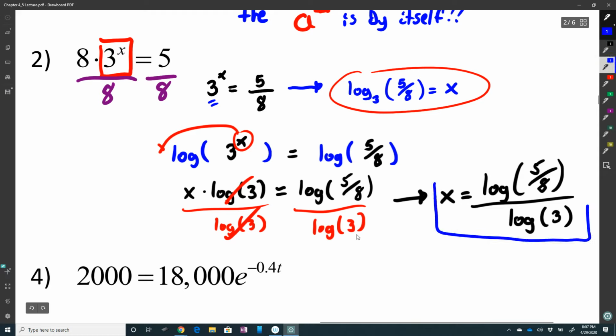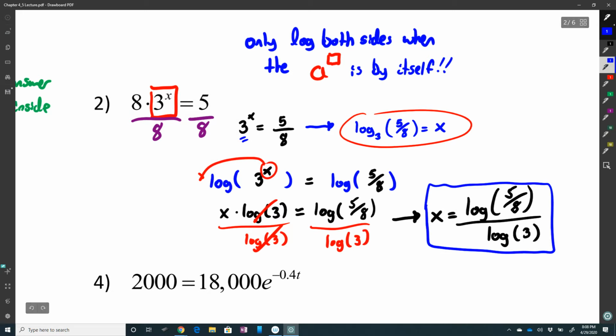Notice both of these are the exact same solution. If you use the change of base formula, you get the same thing. Or basically, if you wanted to type this in your calculator, you would do log of 5/8, but then we have to divide by log of the old base, which is just this.